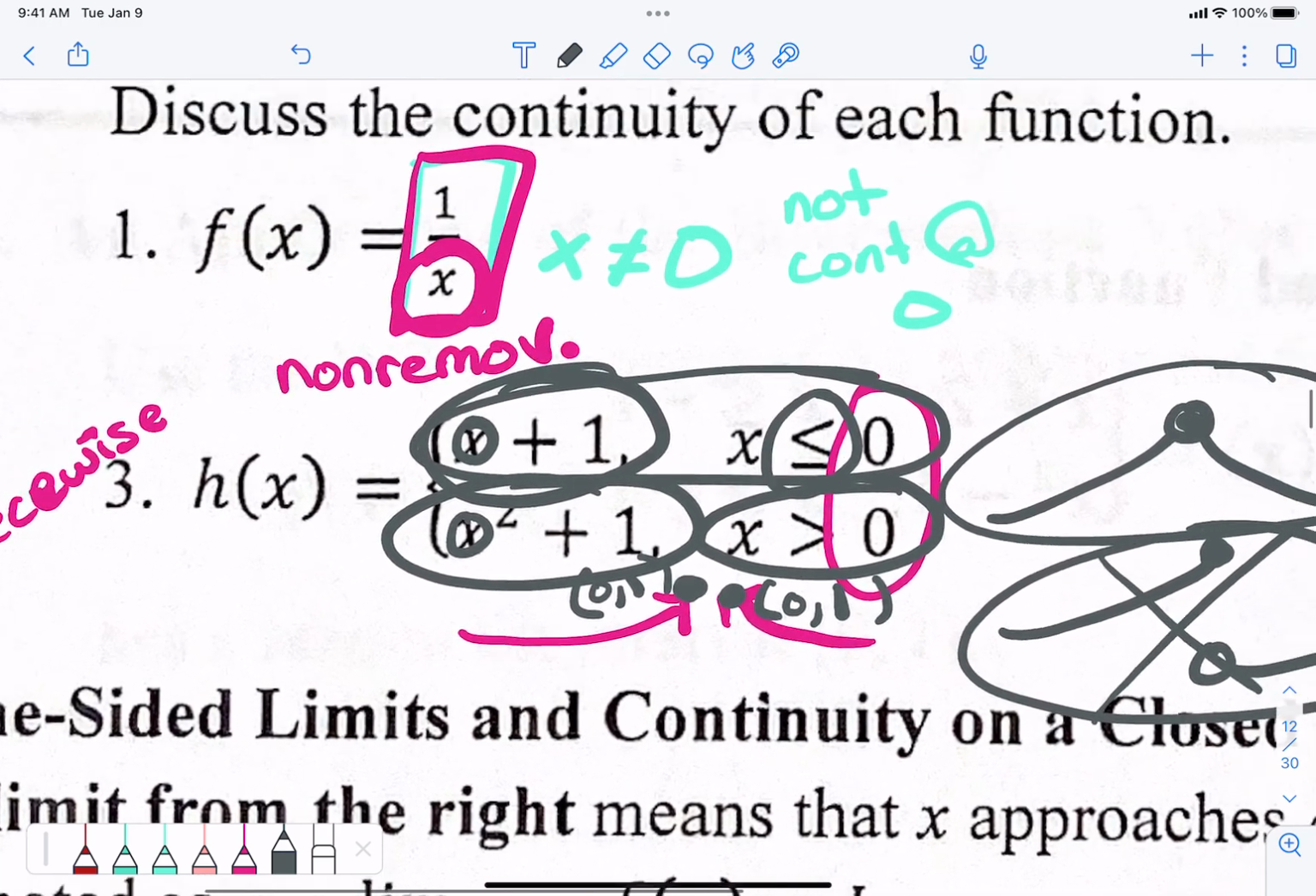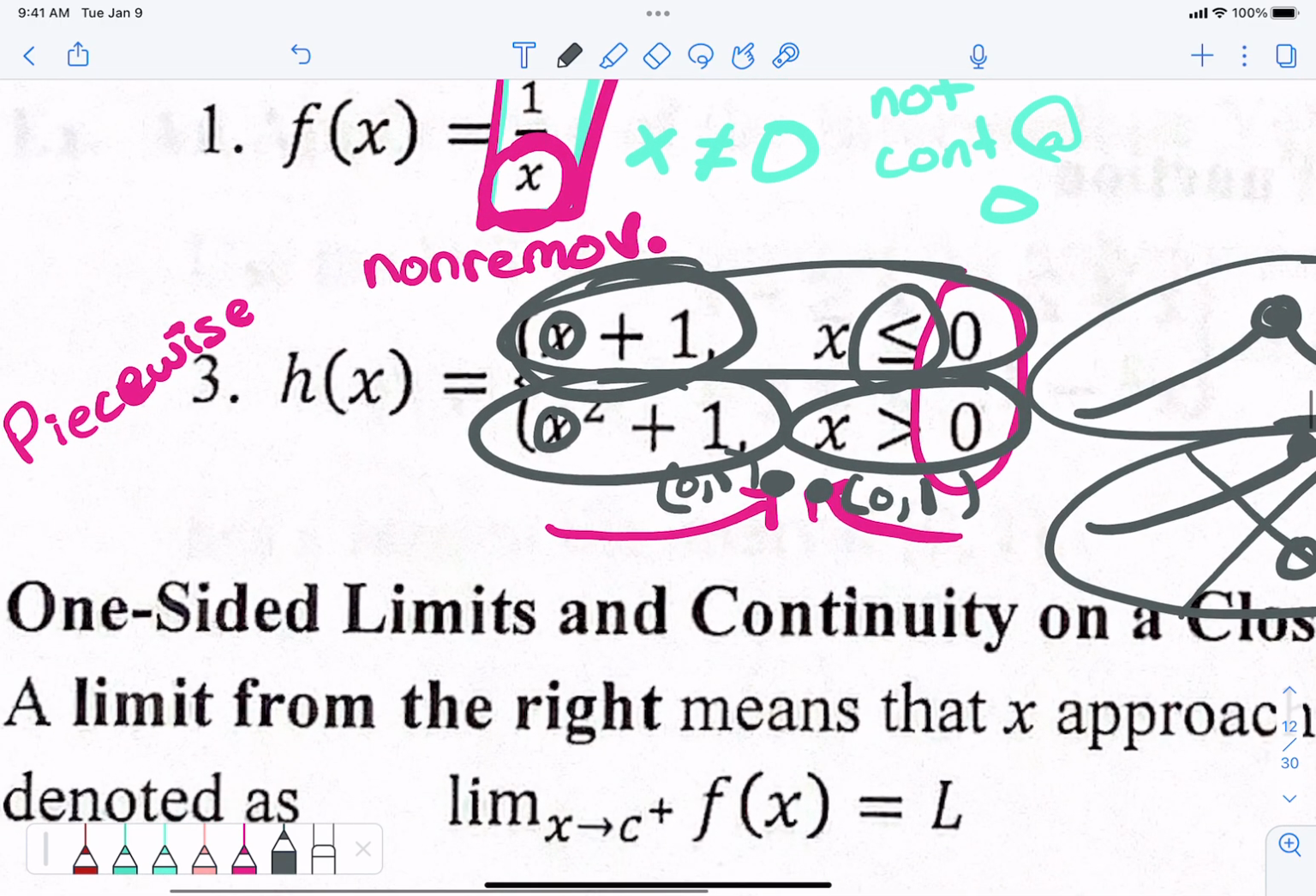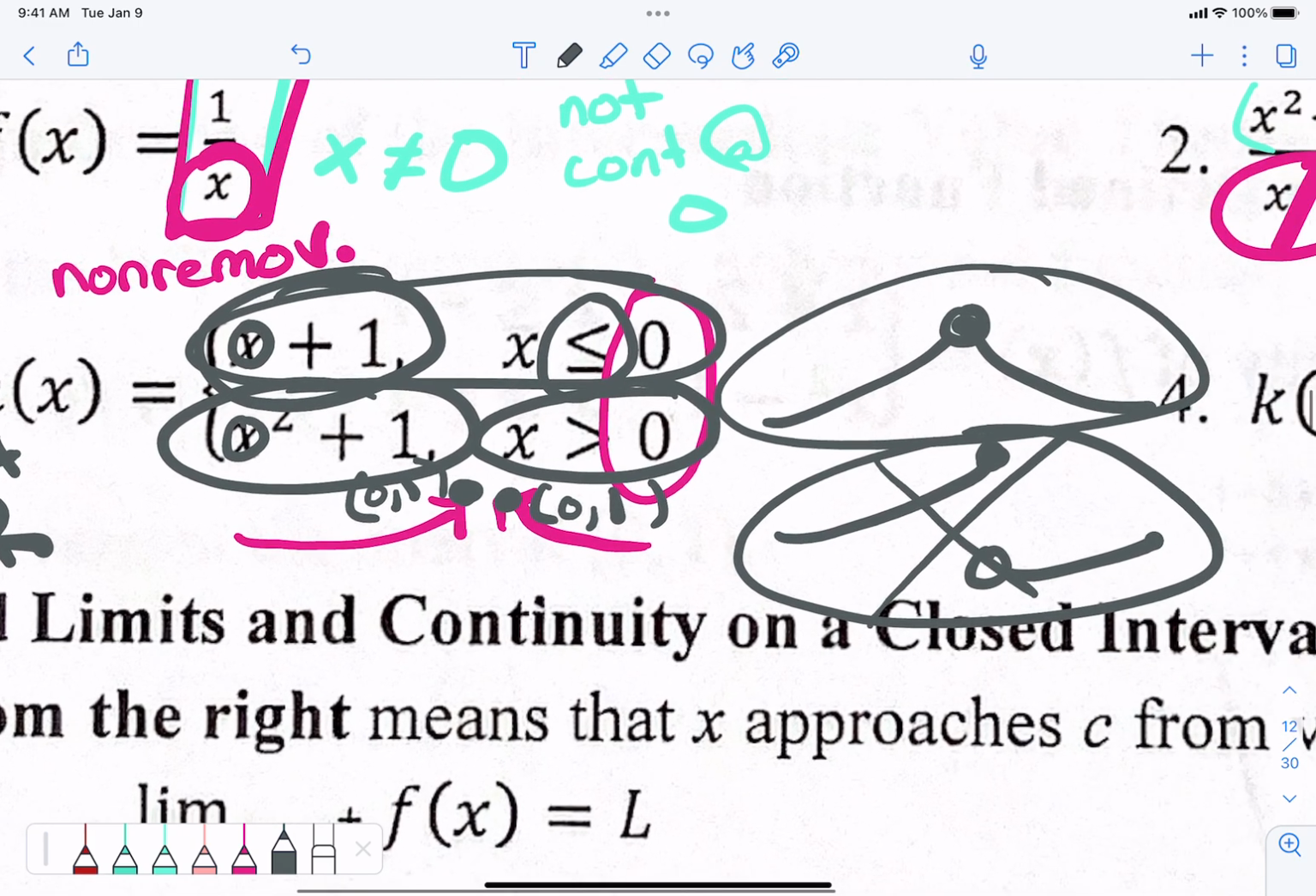So, when it says discuss the continuity of this function, it's continuous. It's continuous on all reals. It's going to touch everywhere because my circle is filled in. I'm not going to have any jumps, right? When do you have a jump on a piecewise function? When the y's would be different, right? You would have a jump that looks like this, right?